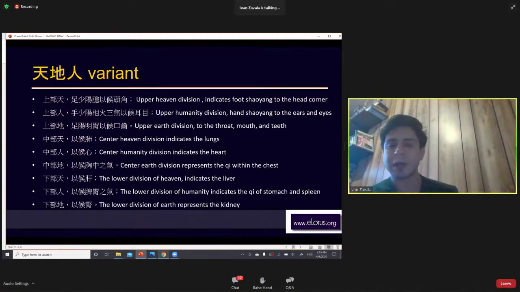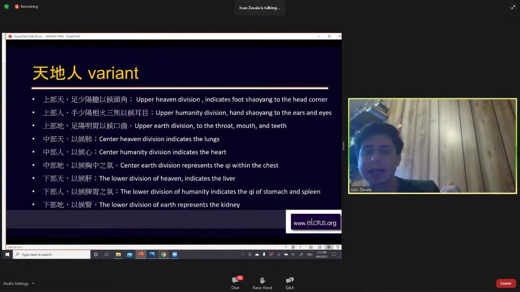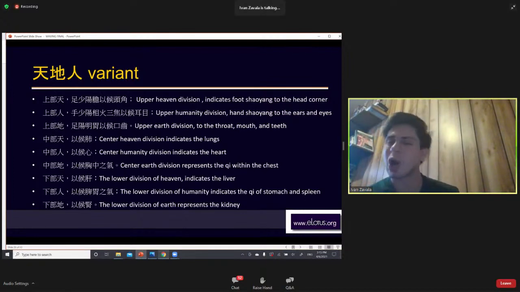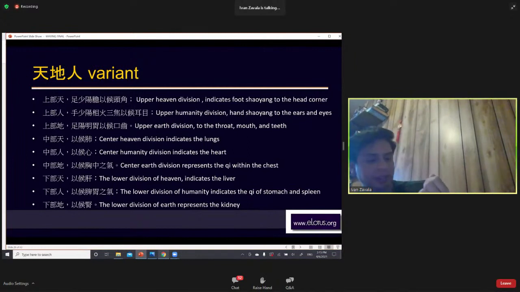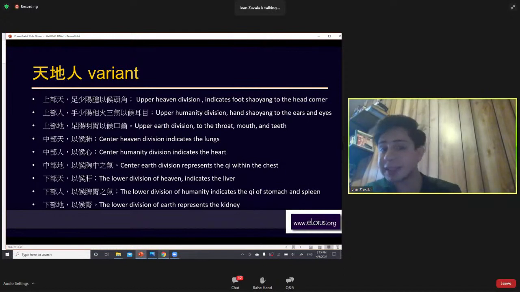For example, the center humanity division. So in the middle, your guan, at the center aspect, that could represent your heart, right? So the heart is not always taken in the heart position. It can be, sometimes you could just diagnose heart disease straight at the guan. And maybe you could think of that as Xiaoyang disease that has afflicted the heart, right?